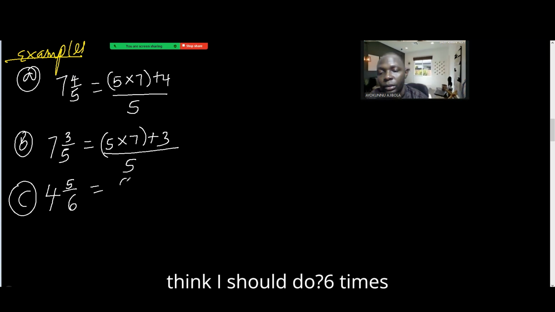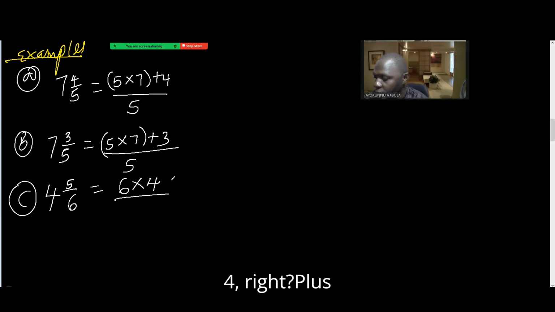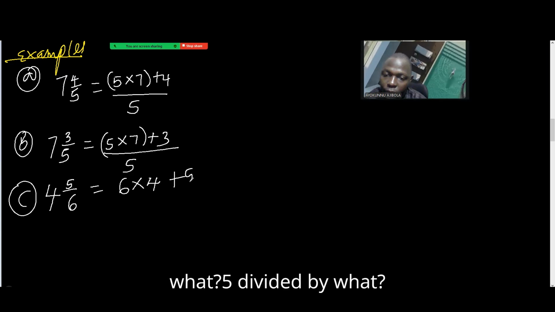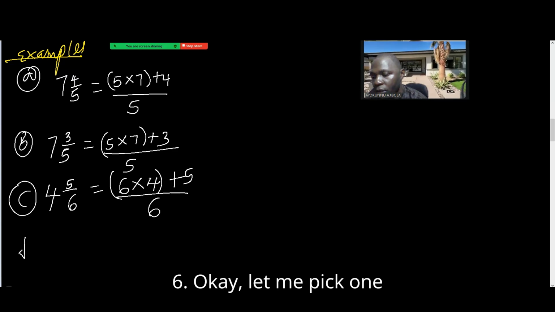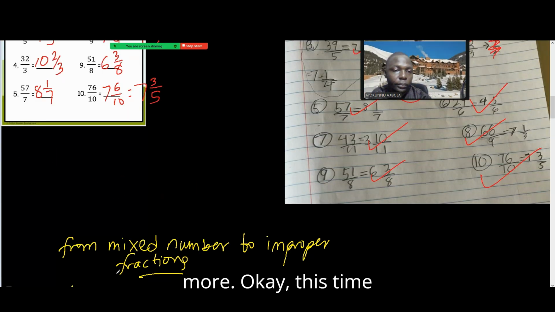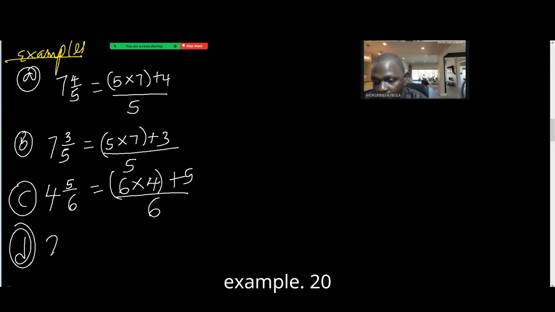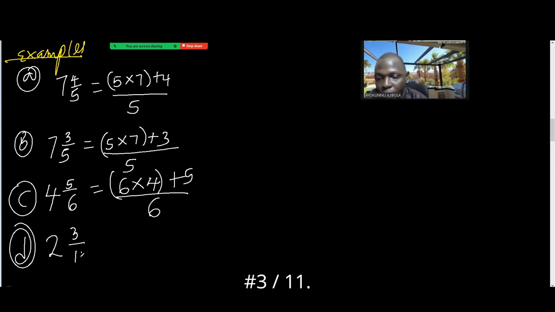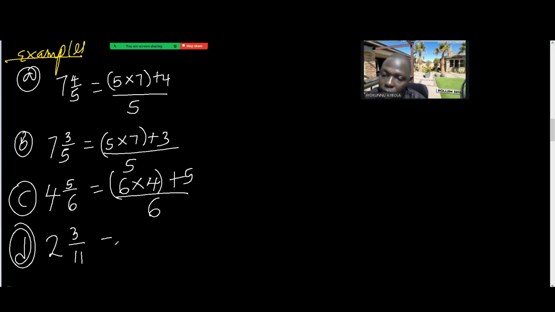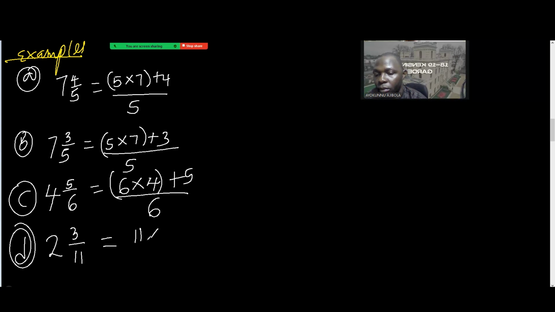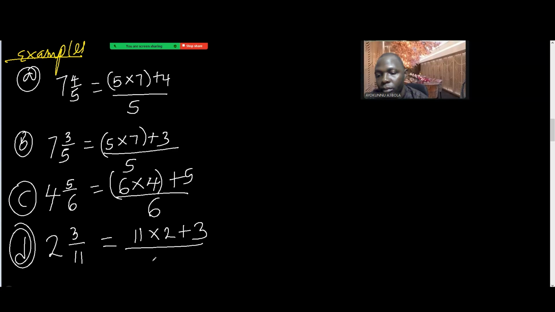What do you think I should do? So 6 times 4, plus 5, divided by 6. Okay, let me pick one more. This time around, I'm not picking from your example. 2 whole number 3 over 11. So, what do you think I should do? You do 11 times 2, plus 3, over 11.